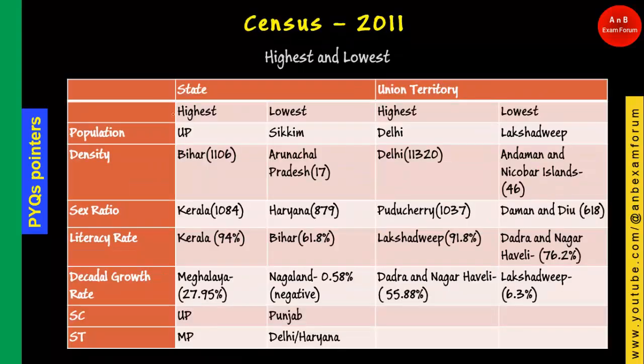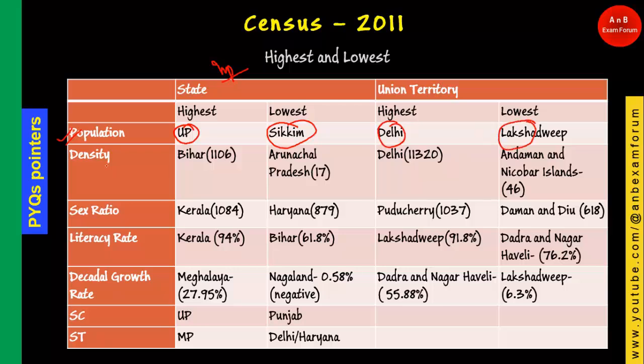Students, this is a very important slide for census 2011. I am not going to make you learn everything, just take a screenshot. We have included the state and union territory with the highest and lowest values. The important one is the population. You should know the highest population in census 2011 is Uttar Pradesh and the lowest is Sikkim. Similarly, for union territories, it is Delhi, and the lowest is Lakshadweep.